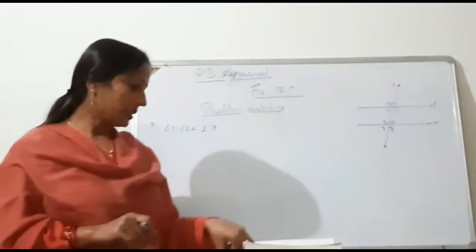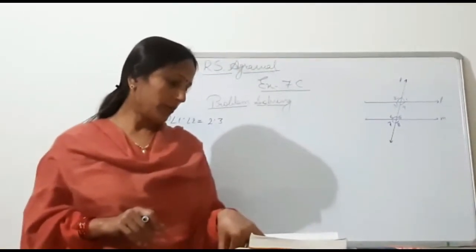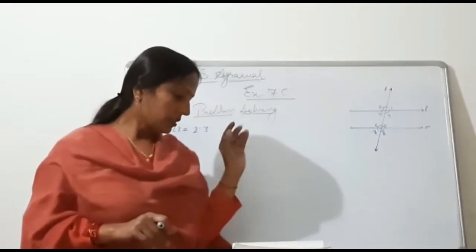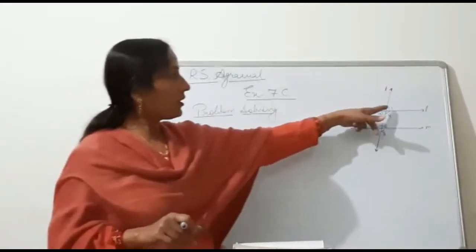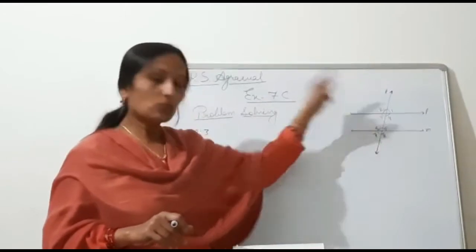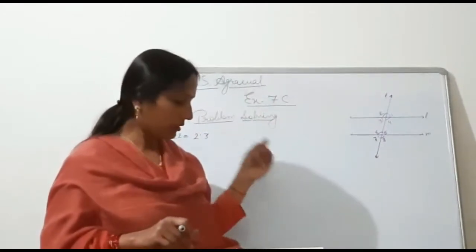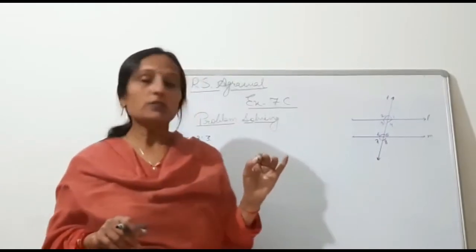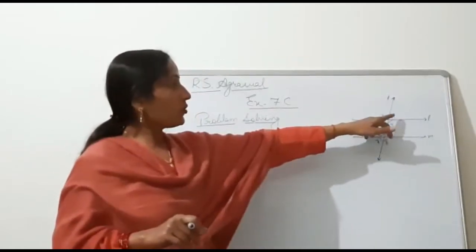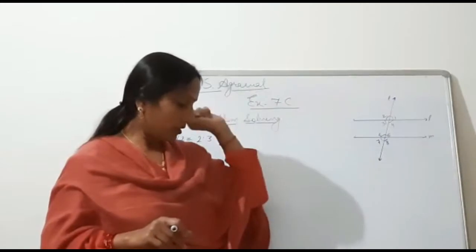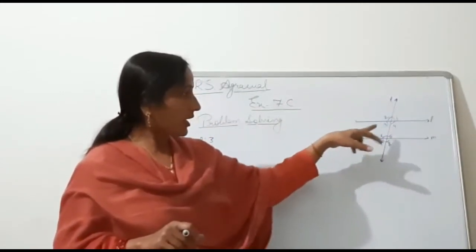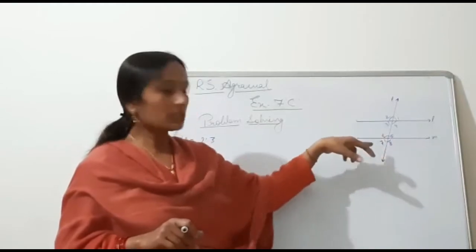Number 3. It says that in the given figure L is parallel to M and a transversal T cuts them. If angle 1 to angle 2 is equal to 2 is to 3, so the ratio is given of angle 1 and angle 2. Find the measure of each of the marked angles. So the ratio of angle 1 and 2 is given as 2 is to 3, and then we have to find out the rest of the angles: 4, 3, 5, 6, 7 and 8.